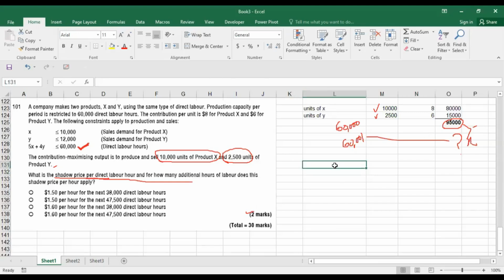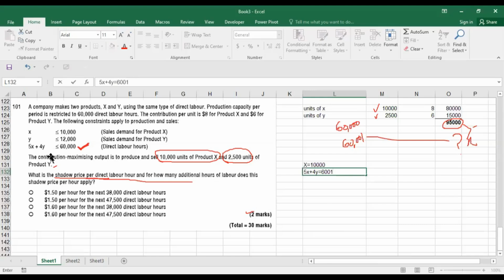So we say that our X is equal to 10,000. This is one equation. I can say that X is equal to 10,000. And then they gave us another equation, 5X plus 4Y. They use the sign less than or equal to, but you can put it as an equals sign, 60,001. 5X plus 4Y is equal to 60,001.